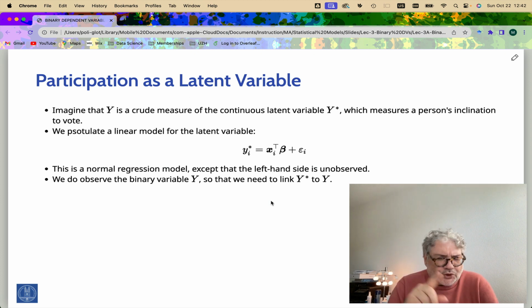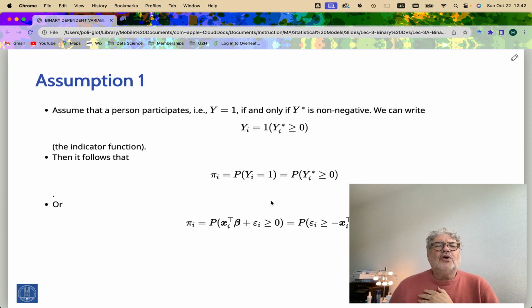Well, normally we observe everything except for the error term and the beta, but here the whole left-hand side is actually unobserved. The first thing that implies is that when we want to estimate that equation that I just threw up there, we need to connect y star to y, because that's what we actually observe. We don't observe y star, we observe y. And we're going to make the following assumption.